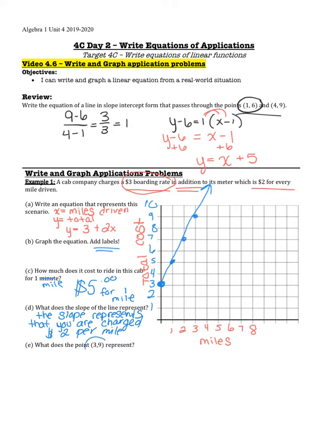And so then what does the 0.39 represent? Well, that represents that after driving 3 miles, my total is $9. It's actually not too bad.